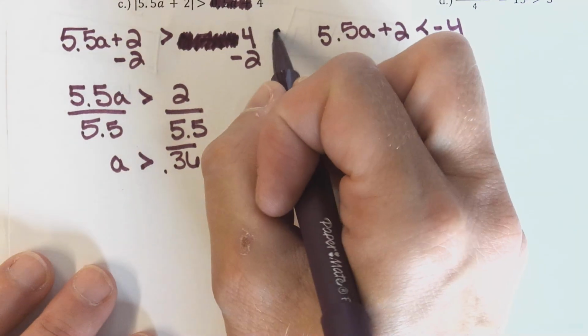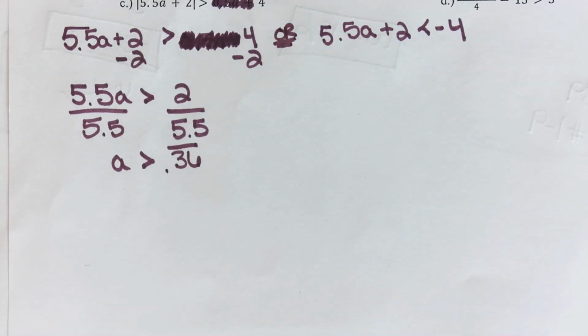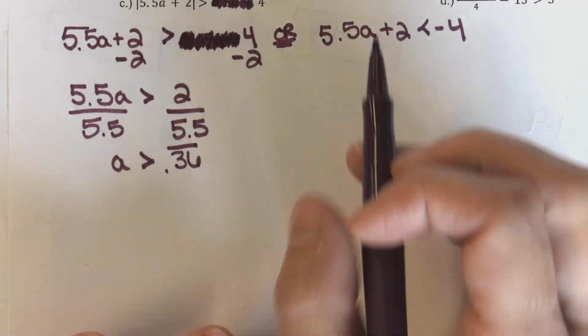And again, we have the word or in between. So the word or is important. Or and and are two important words in math because it's going to be one or the other. We can't use both. So in this case, we have an or situation because one part could be true or the other, but both can't be true at the same time. I'll show you what that looks like in a minute.